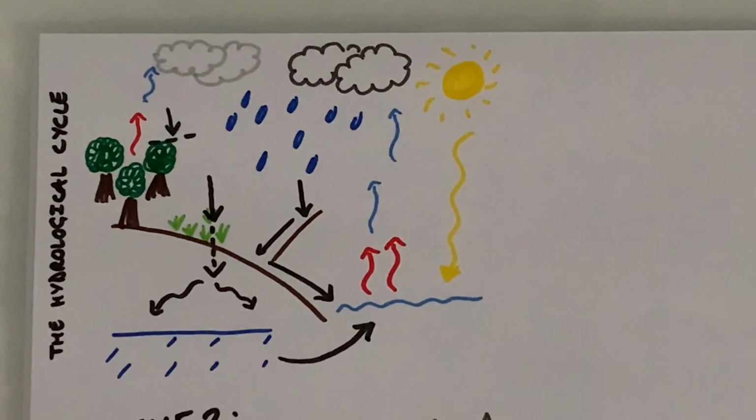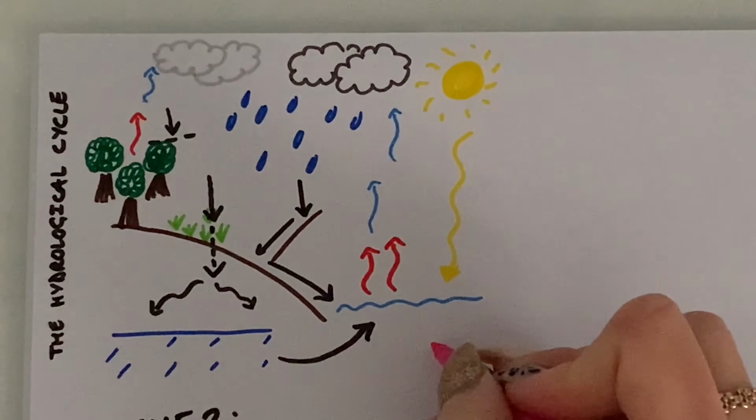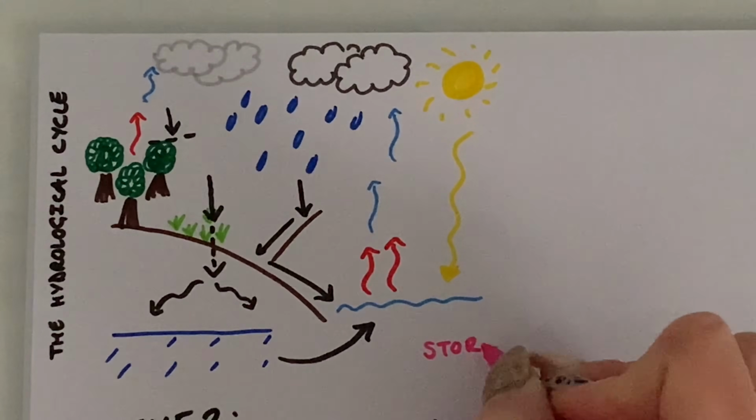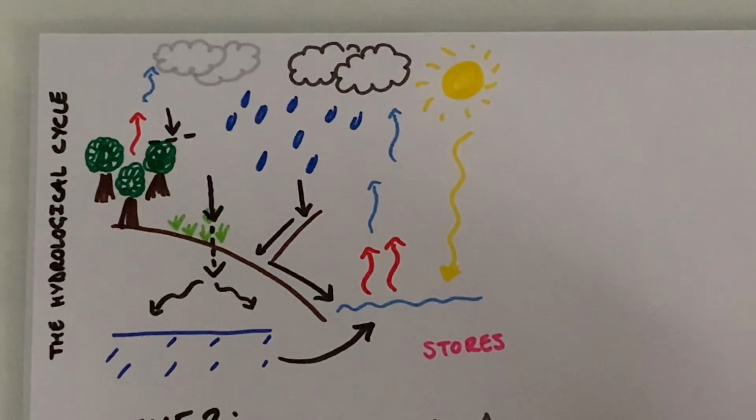Don't forget as well, trees also provide interception. So they restrict and stop precipitation hitting the ground surface, and it is collected on the leaves of the vegetation.